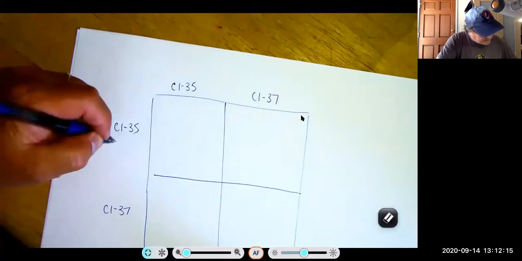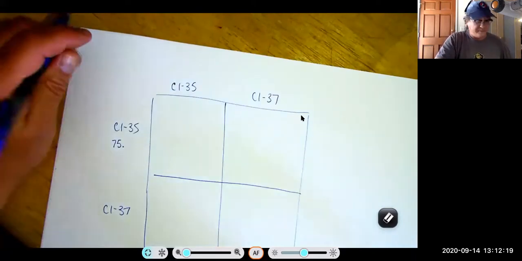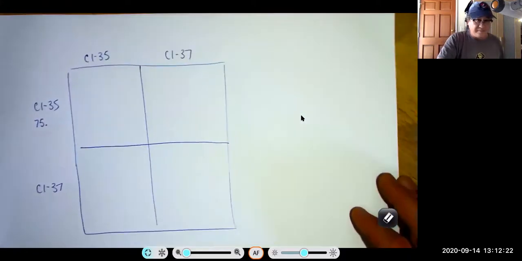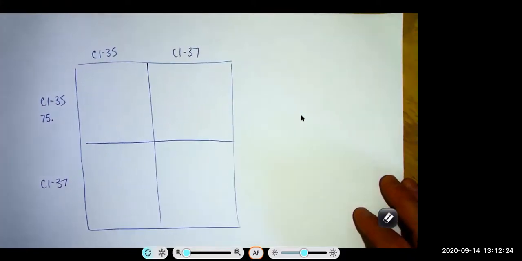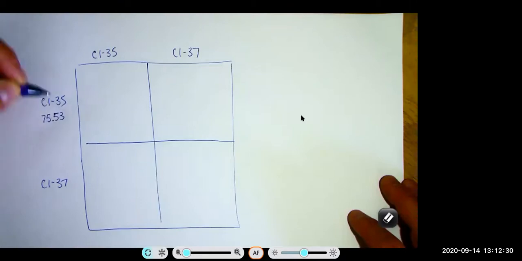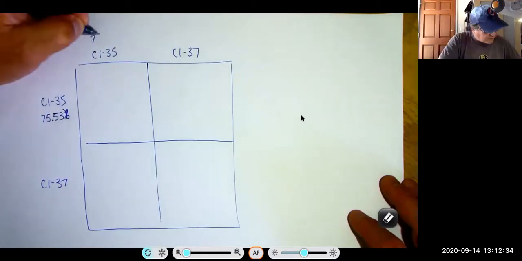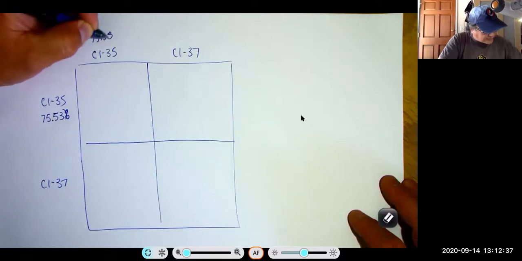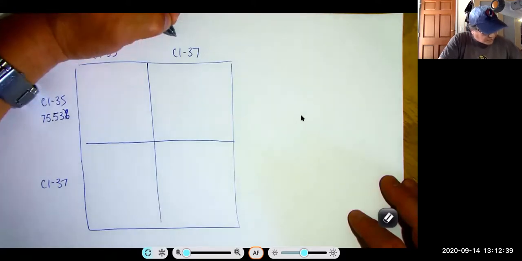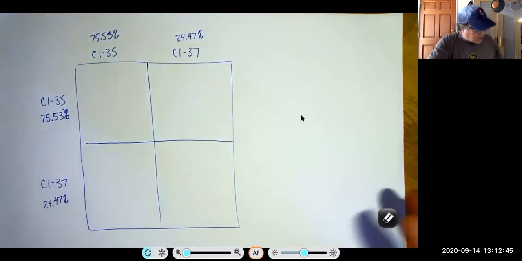One of these was 75 point, what percentage? Help me out here. 75.53. Okay. And this one's 75.53%. So that means this one's 24.47% and 24.47%. So now we're going to work on this.